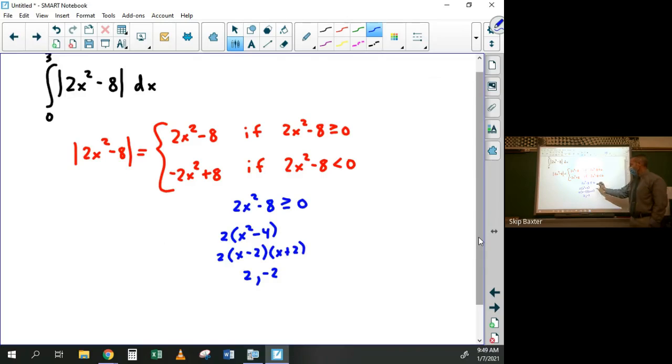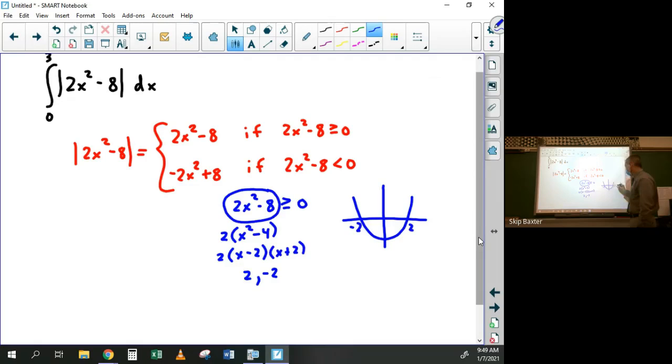Then I draw a little sketch of the parabola. I know this is a parabola that opens upward because it has a leading coefficient that's positive. So this graph right here, if this is y equals 2x squared minus 8, it looks like a parabola opening upward, crossing the x-axis at negative 2 and positive 2. That's what this picture looks like.